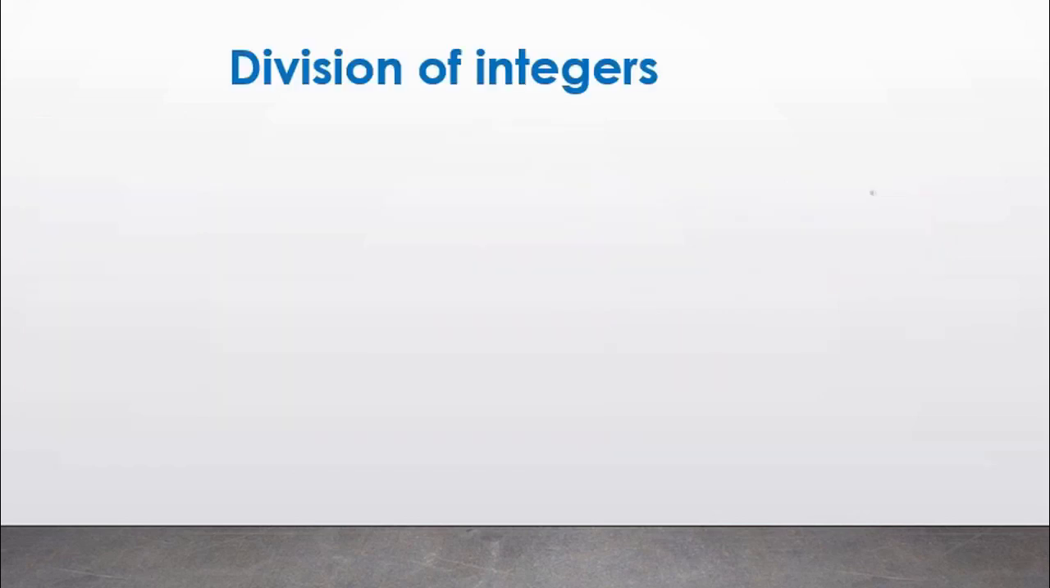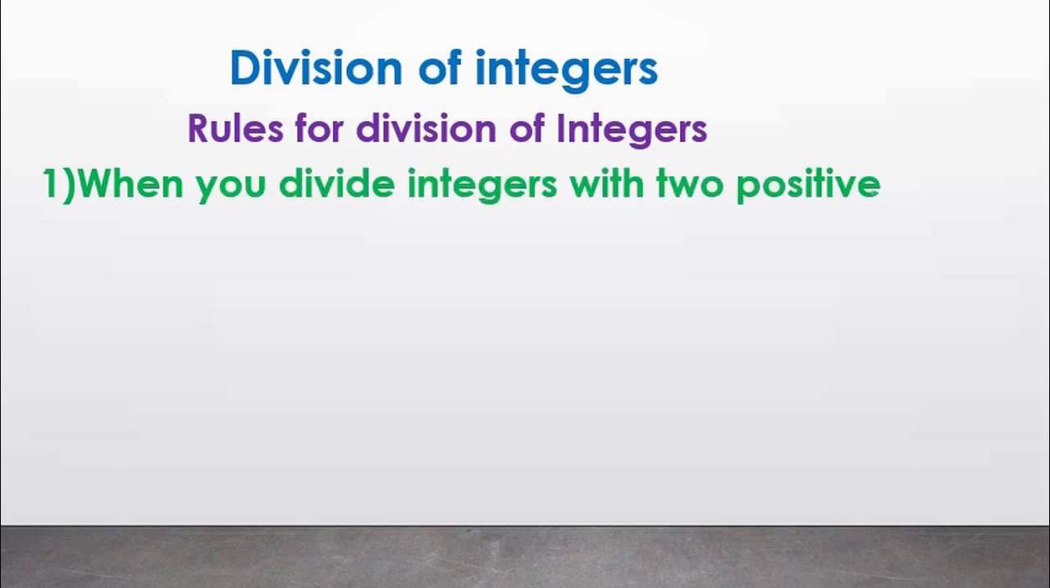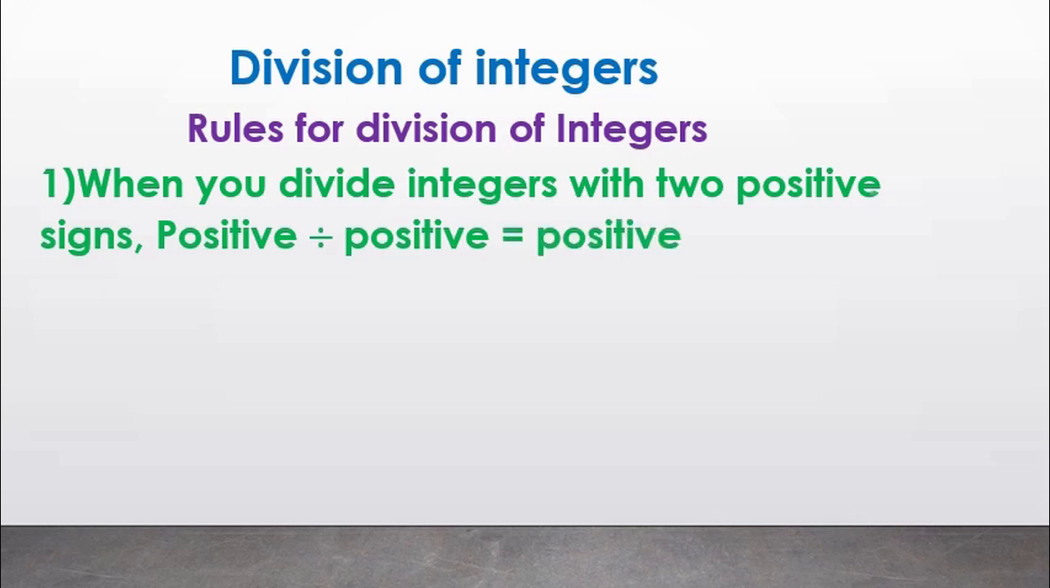Division of integers. Rules for division of integers. When you divide integers with two positive signs, positive divided by positive is equal to positive. For example, 20 divided by 5 is equal to 4.